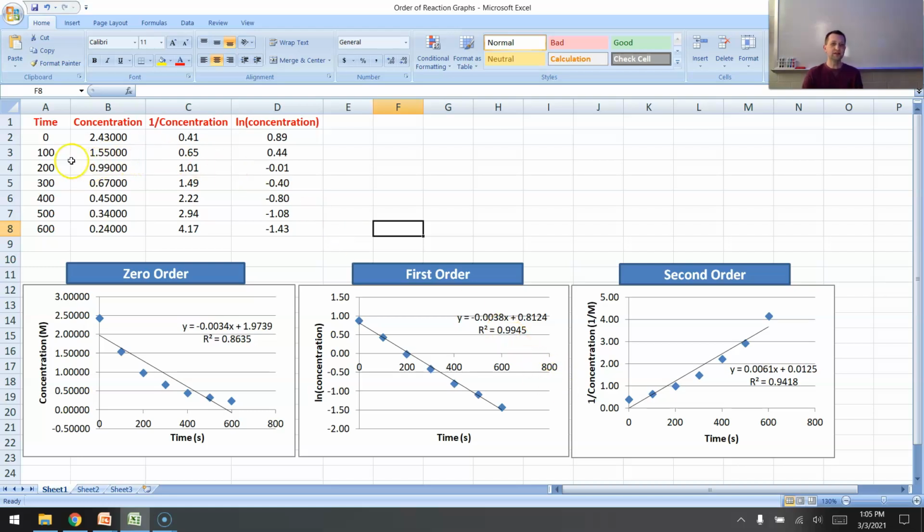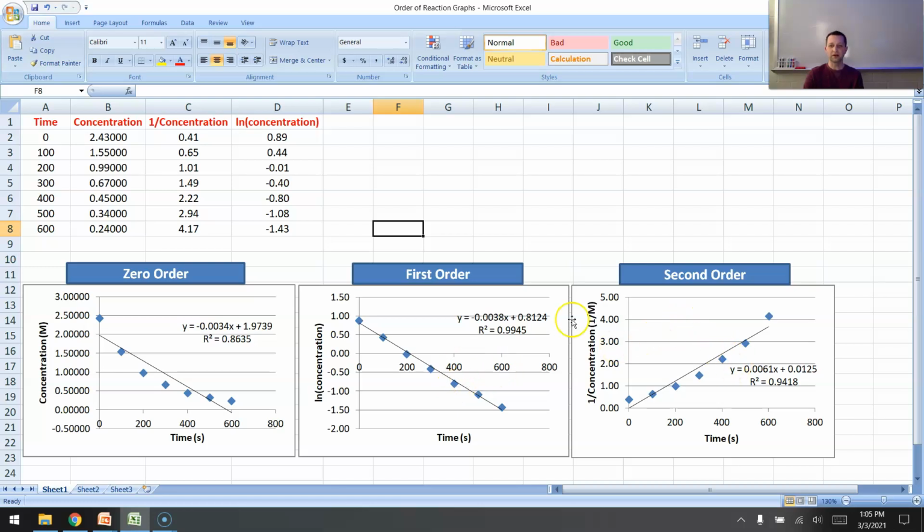So if you look at the data I have on the screen, and you could use mine as an example and you make yours, use my times, use my concentrations, get your graphs, look what you end up with. You end up with an R-squared value of 0.8635. Definitely not linear, it's very curved, you can see that. My first order graph, first order is with natural log of concentration versus time. My R-squared is 0.9945. Well, that's pretty good. Looks pretty linear to me.